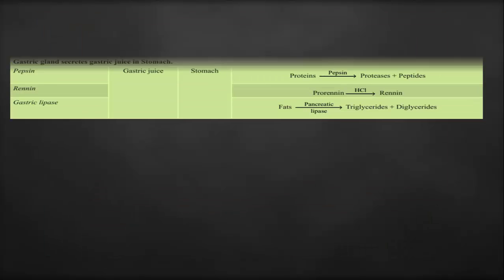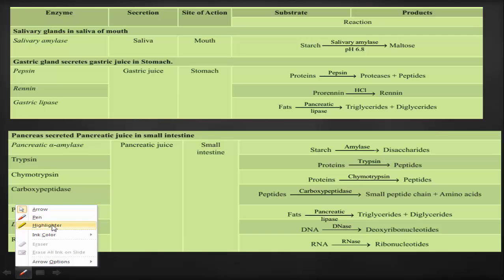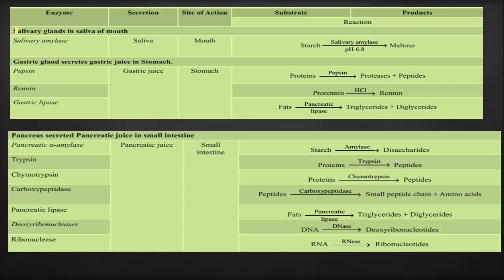Then, here is a summary of the different enzymes which are present in the saliva, gastric juice, pancreatic juice and intestinal juice, and on which substrate they are acting and what their products are. If you go through the chart, you will recall the entire thing. You will get the complete information about the enzymes.